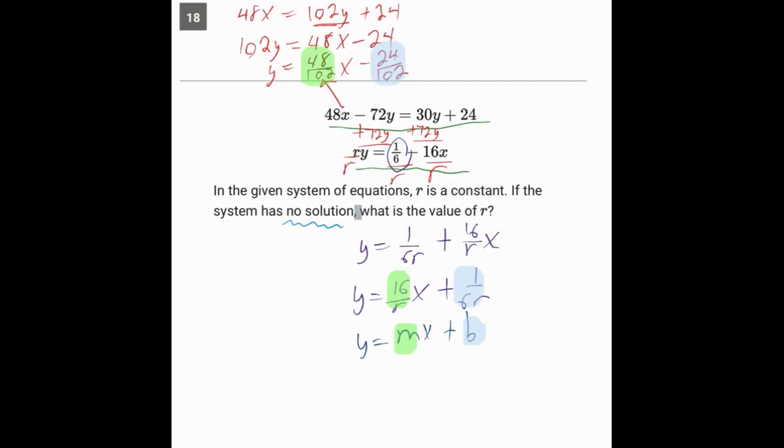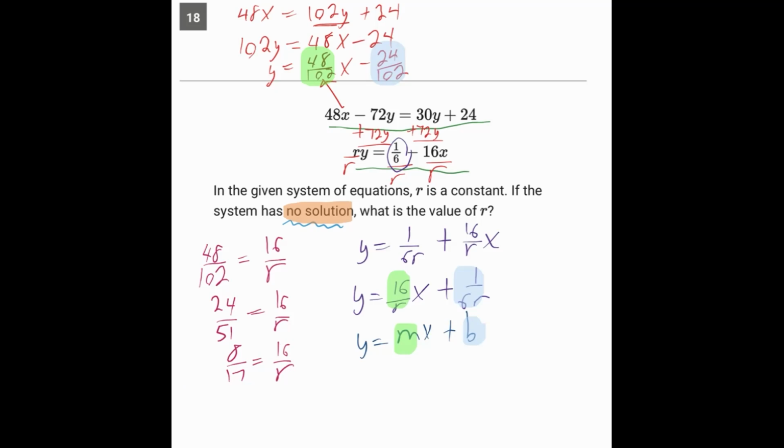So the easiest part of that is that the slopes have to be the same if this statement right here is true. So we'll take our two slopes and we'll just set them equal. So we'll have 48 over 102 is equal to 16 over r. I guess it's never too late to simplify some fractions. So 24 over 51 equals 16 over r, and they both divide by 3. 8 over 17 equals 16 over r.